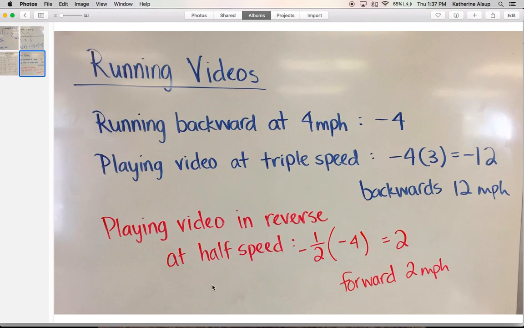All right, please feel free to rewind, replay any of this, pause, and take notes on what you think will help you best to remember a negative times a positive is a negative product and a negative times a negative is a positive product.